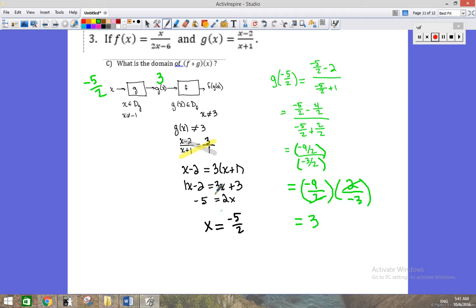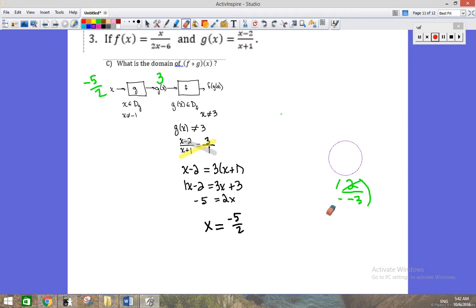We knew that when we solved it, that's how we set it up. That's how we picked -5/2, because it produces this 3 that now causes us problems. Because if we try to evaluate f now at 3, since 3 is the input into f, that's what this is telling me right here.